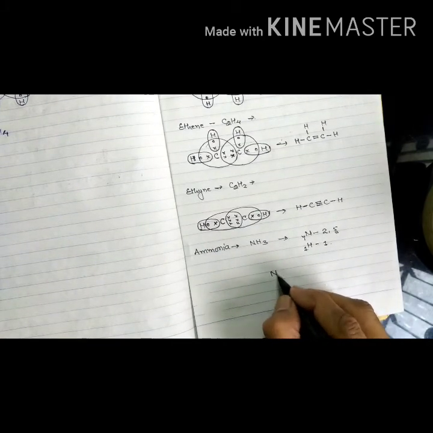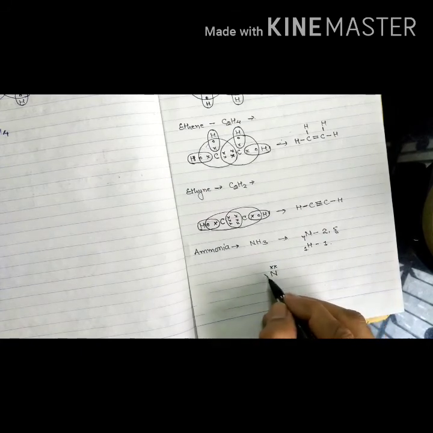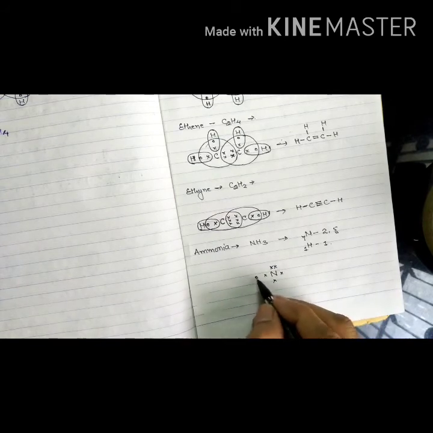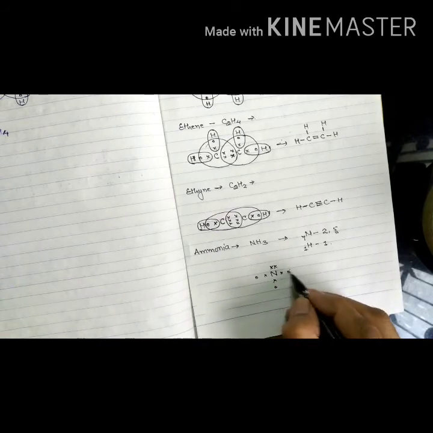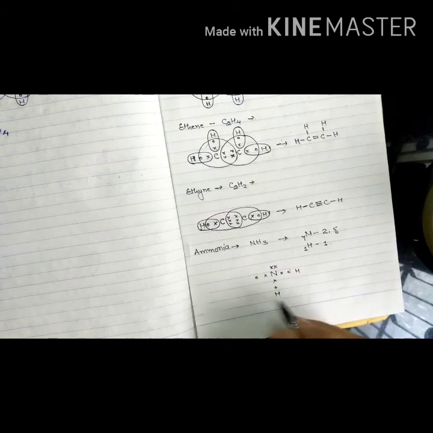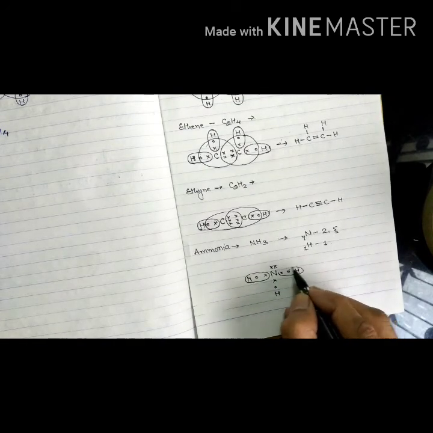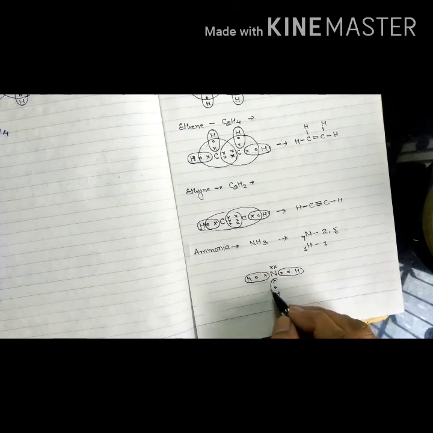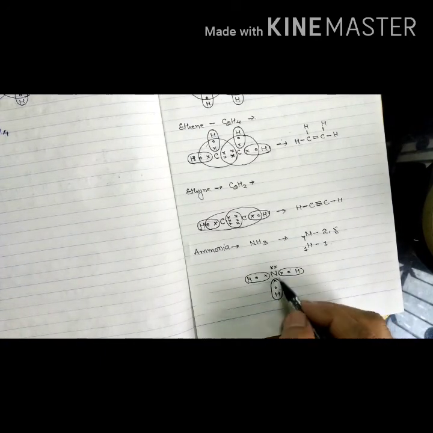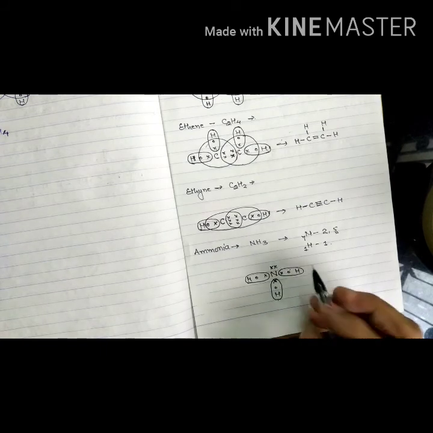Now this is nitrogen, 5 electrons are there, 2 electrons existed as lone pair and remaining 3 electrons are shared with the hydrogen. Now this is the completion of duplet of hydrogen. Each hydrogen completes its duplet.